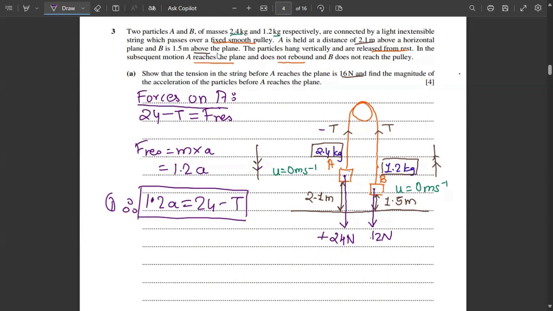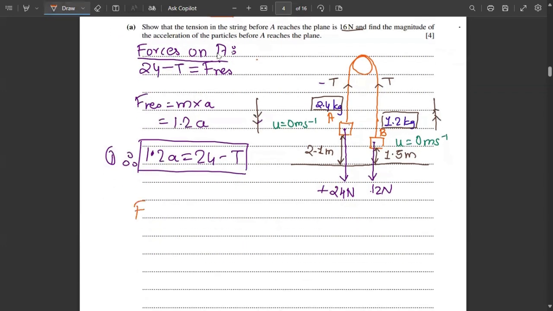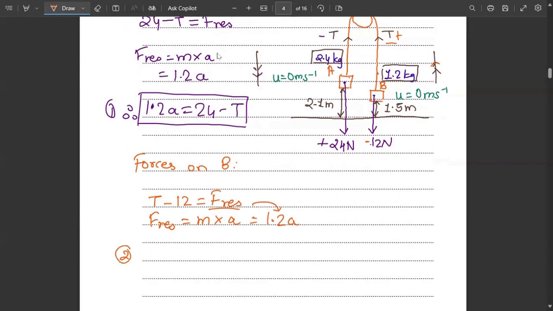Now, we are done with forces on A. Let's start with forces on B. So forces on B. Now upward direction is positive because acceleration is upwards. So T will be positive and this will be negative. So T minus 12 is resultant force. Now we also know that resultant force is equal to mass into acceleration. So the mass is 1.2, acceleration we don't know. So instead of this F resultant, I can write 1.2A. So my second equation is T minus 12 is equal to 1.2A.